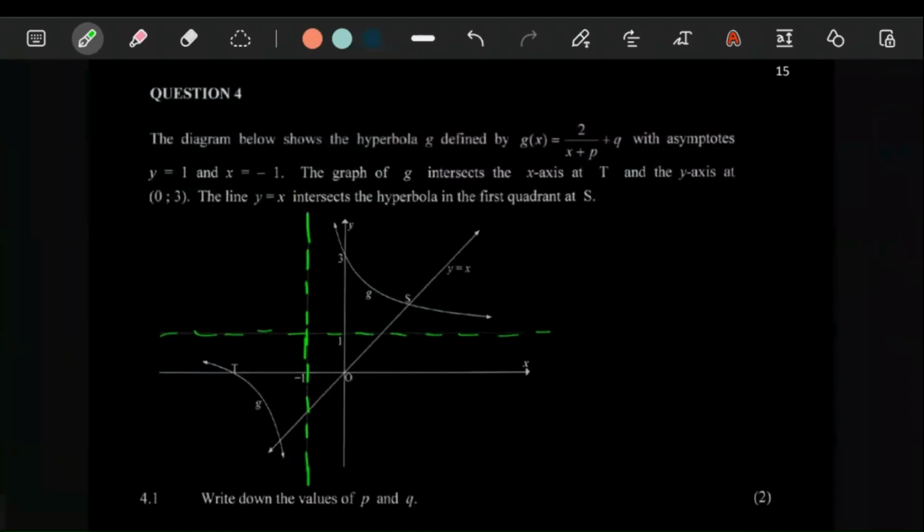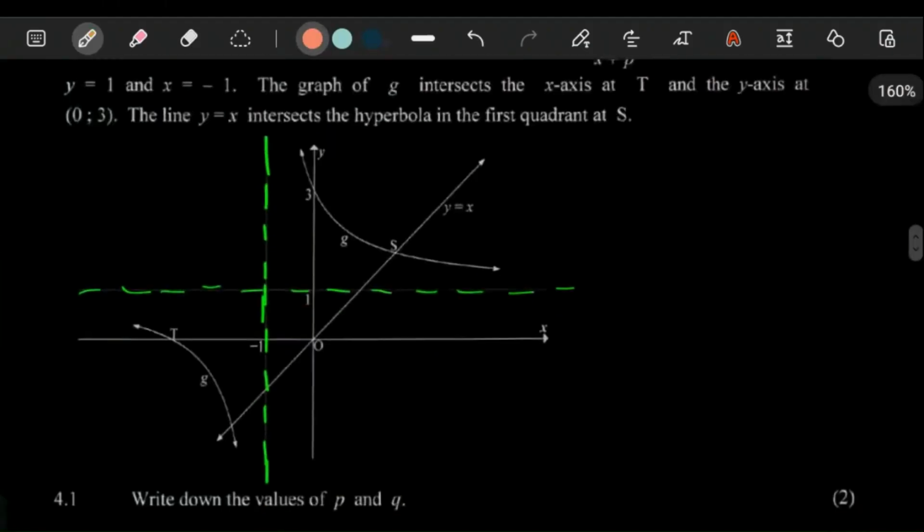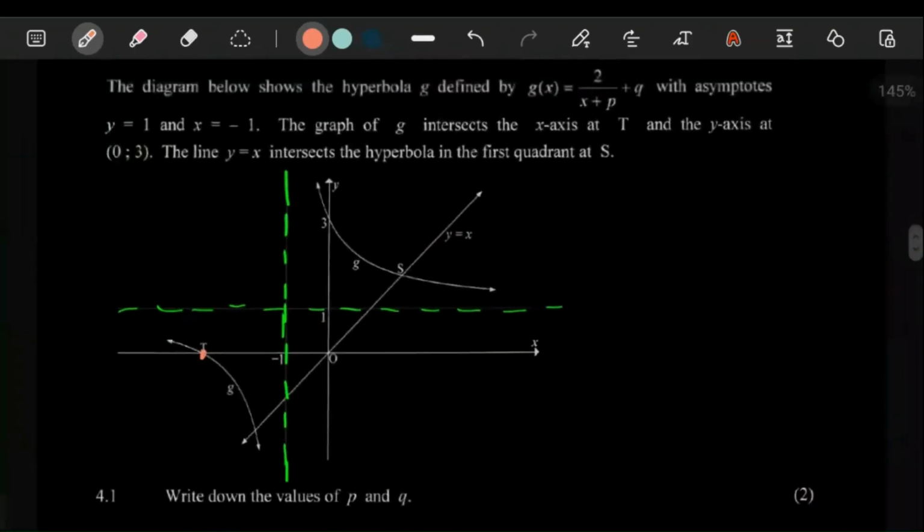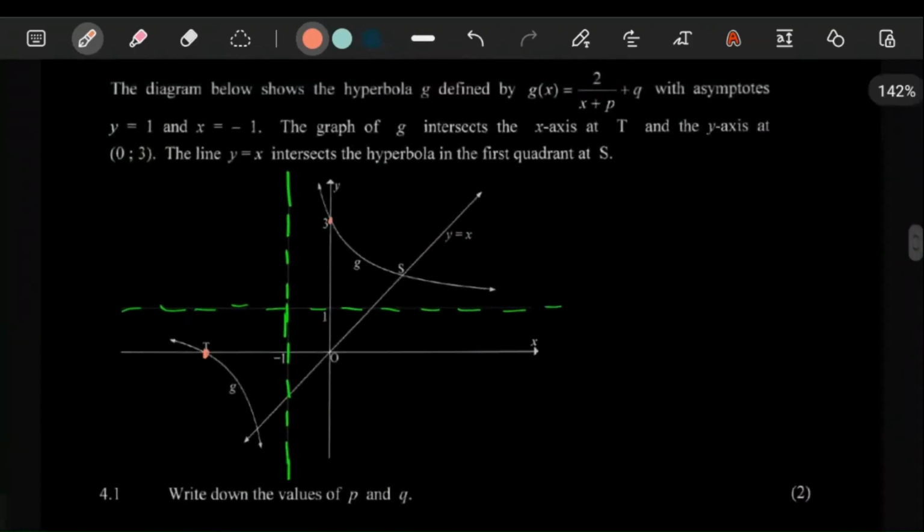For example, here it says the graph of G intersects the x-axis at T. So point that out, there's the x-intercept, and the y-axis at 0 coordinate 3. So that's the y-intercept. The line y is equal to x. Remember, this is the line of inverse. This is something that we should know.